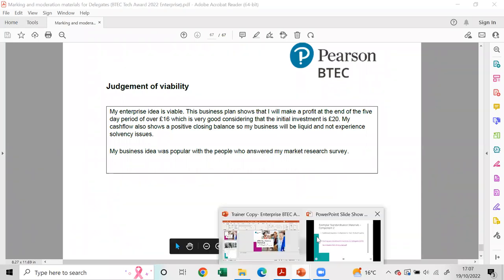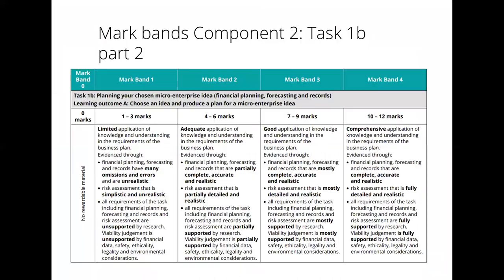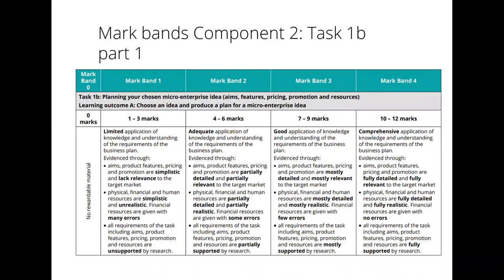Okay, so if we go back onto the mark bands, apologies, for the first part of the business plan, think of what I've said. What marks would you think, which mark band do you think it fits into? Because I've not given you time to read through it properly. Based on the clues I've given you, which mark band do you think it fits into? Think about it as such as, is it too simplistic? Or is there some partial detail? Is there partial relevance? Or is it mostly detailed, mostly relevant?